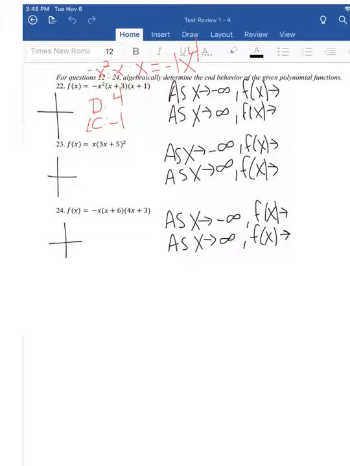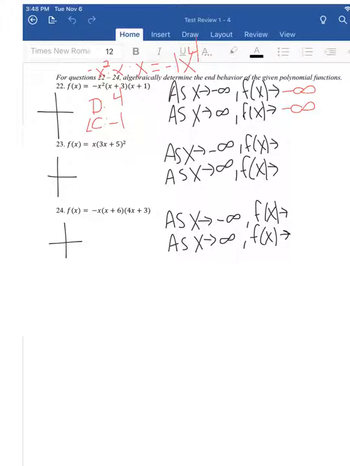So because it's a 4, they both go in the same direction. So either they're both going to go up to infinity or down to negative infinity. Because my leading coefficient is negative, they're both going to go down to negative infinity. And I can type this into my calculator to make sure that the graph matches what I just said. So if you need to take a second now to pause it, type it into your calculator.